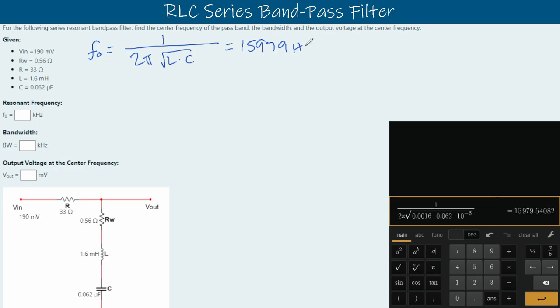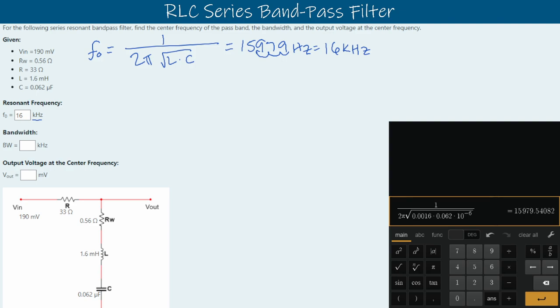15,979 hertz. They want it in kilohertz, so we'll move that forward 1, 2, 3, and we'll say that we have 16 kilohertz. Round that up. 16 kHz. Right, and that's because the 9 and the 7 there are going to round up. So 16 is our answer for our frequency.